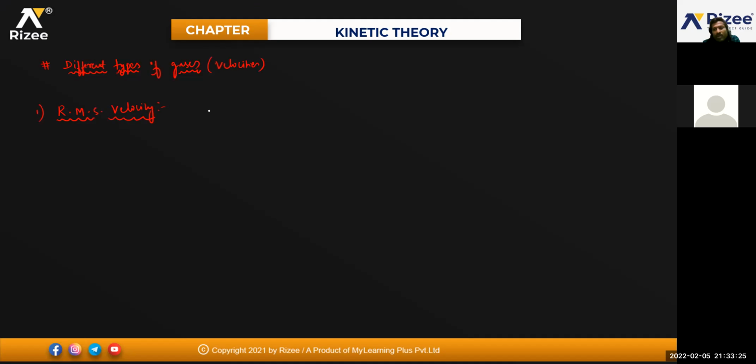Can anyone tell me the answer, beta? Root mean square velocity, Vrms, will be equal to the root of the mean of the squares of all the velocities. That is, the root of V1 square plus V2 square plus V3 square and so on up to Vn square, divided by the number of values.